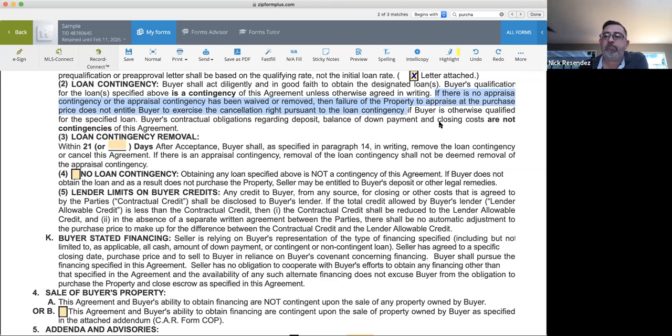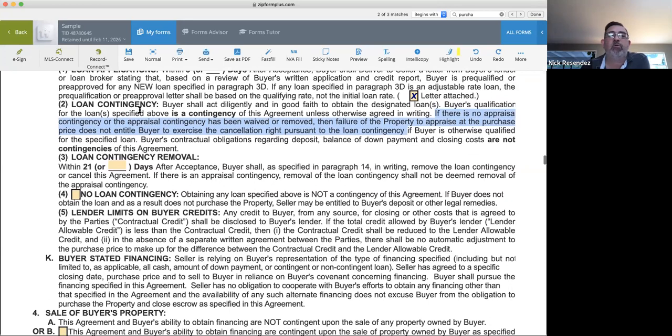All right. Another question: if contingency periods are being shortened, how much are they being shortened to stay competitive? I mean, I see all kinds of crazy stuff. I see listing agents asking for the loan contingency to be removed in like 7 days.